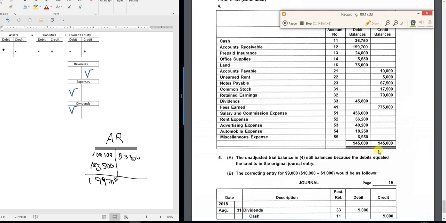Here, these debits have to equal your credits right here. If you don't, you have an error. Quick ways to look for the error. If it's divisible by 10, you've probably left off a 0. That's a common error I make. So you wrote this as 1,000 instead of 10,000.